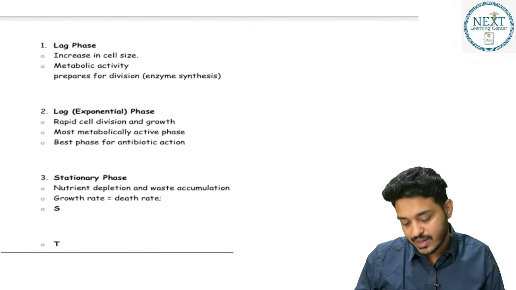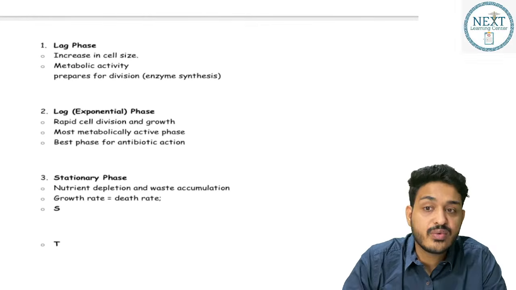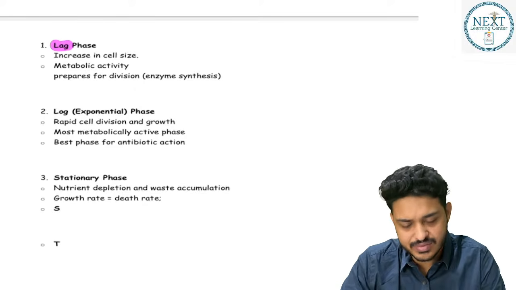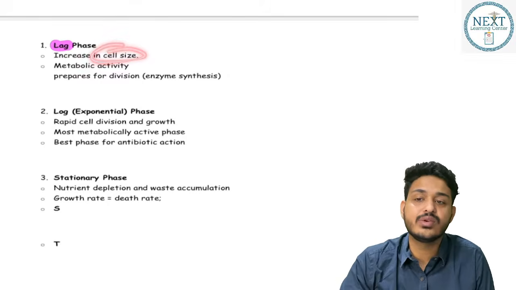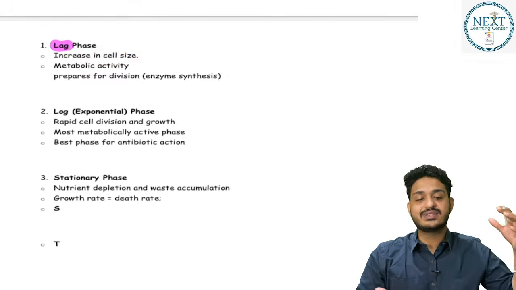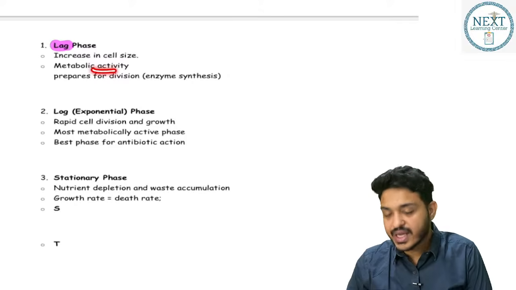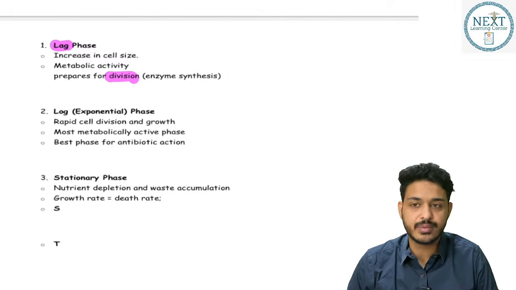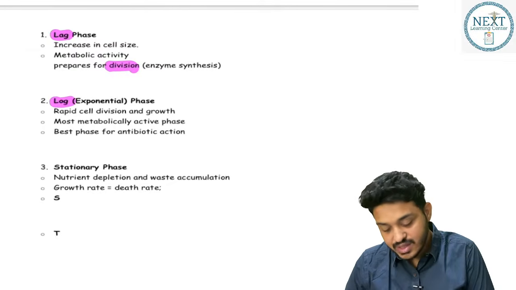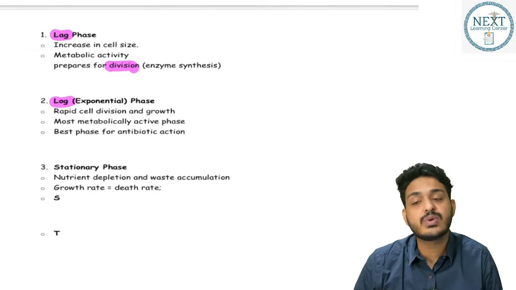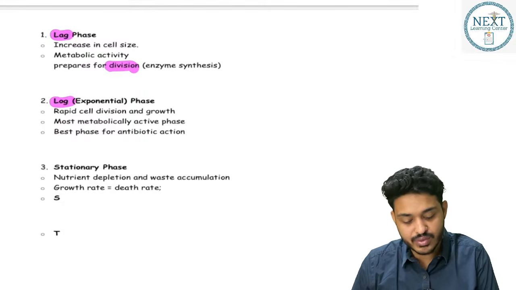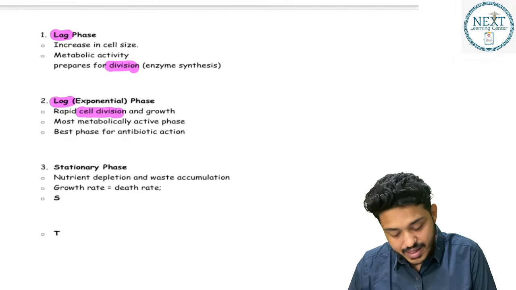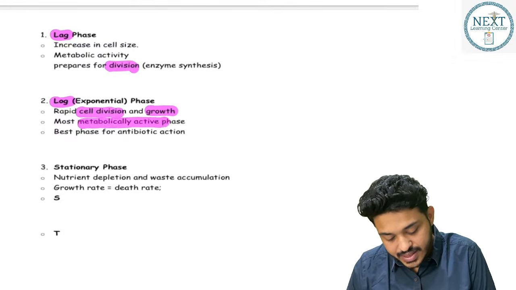So let's try to understand what questions they are going to ask you from this particular part, right? The first one is the lag phase. What happens in lag phase? Just like humans, it is going to increase in size. Metabolic activity is going to increase, and they will prepare for the marriage or division, right? This is the lag phase. What happens in the log phase? Log is the exponential phase, and now post marriage you are going to have the division. So rapid cell division is going to be there, and growth. This is the most metabolically active phase.